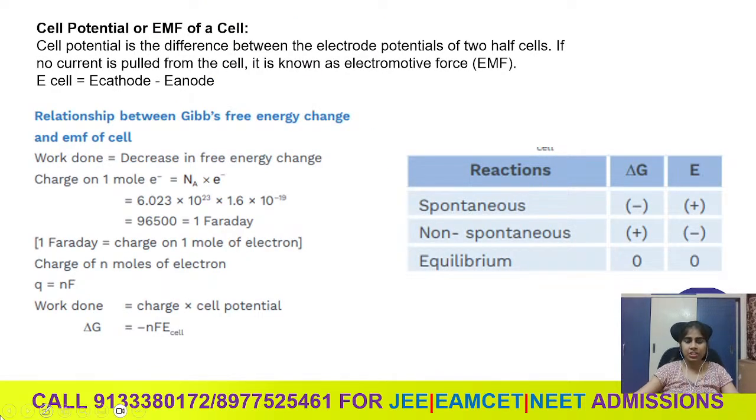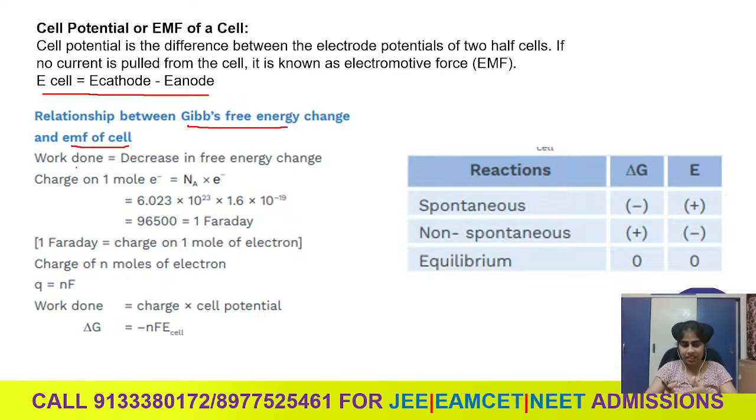Next, cell potential or EMF of the cell. This cell potential is the difference between the electrode potentials of two half cells. That is, E cell is equal to E naught of cathode minus E naught of anode. It means cell potential at cathode minus cell potential of anode gives the EMF of the cell. And we can see a relationship between Gibbs free energy and EMF of the cell.